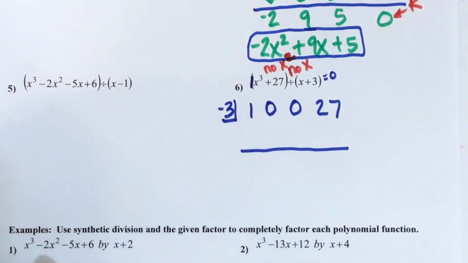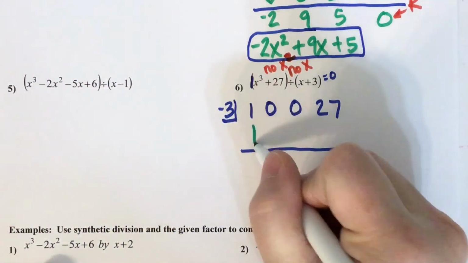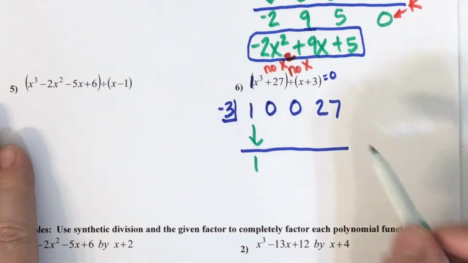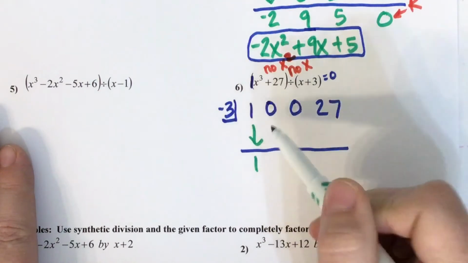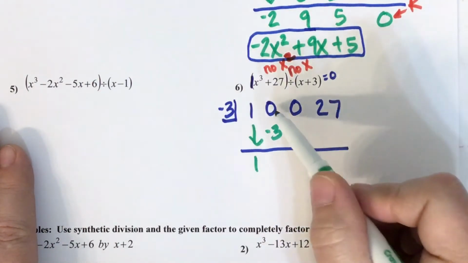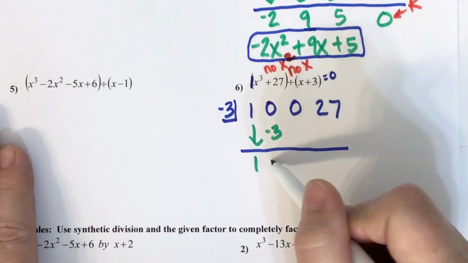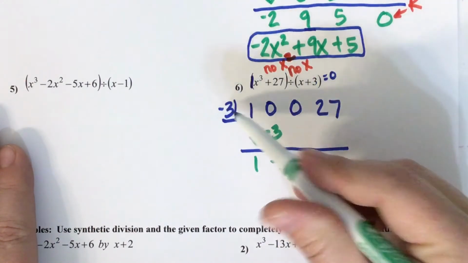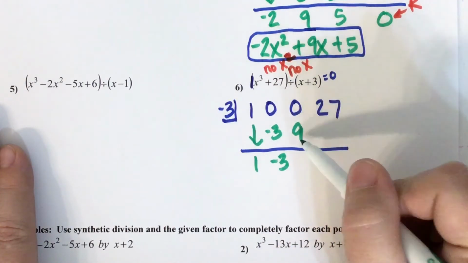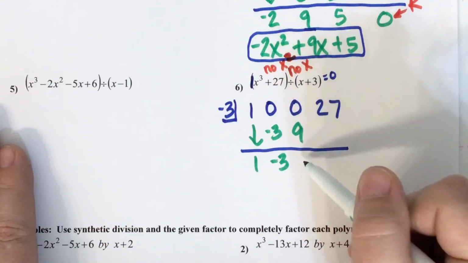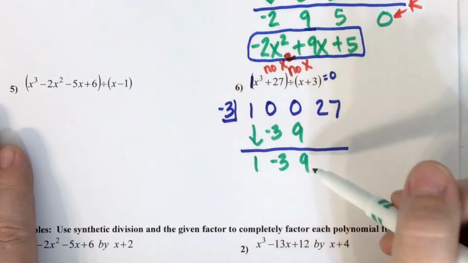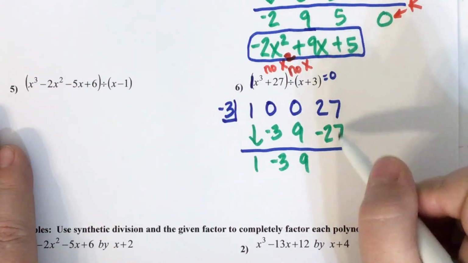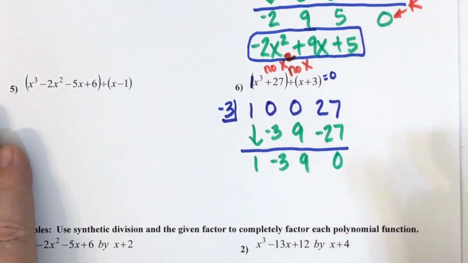Now I can work the problem. So bring down the first number. So I bring down the 1. Now let's multiply. 1 times -3 is -3. Add them up. -3. Multiply. 9. Add them up. 9. Multiply. -27. Add them up. 0.